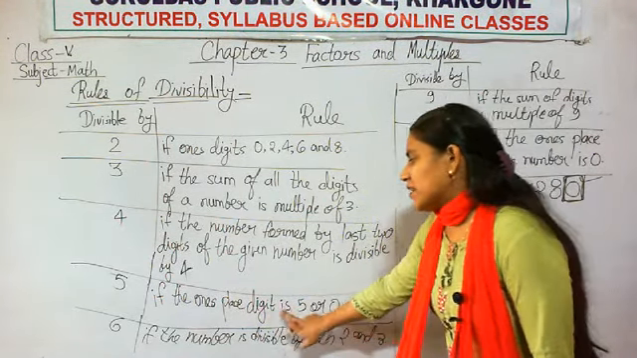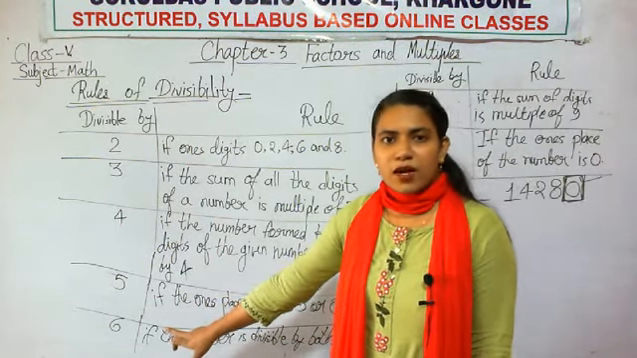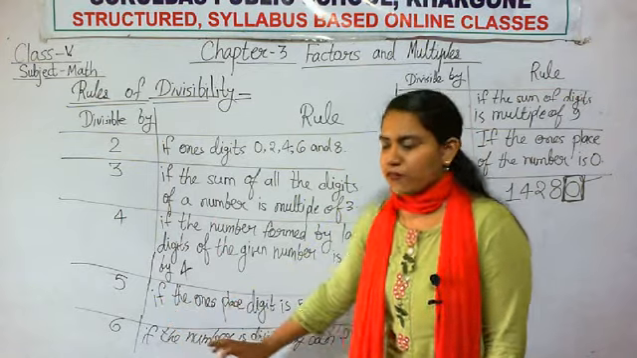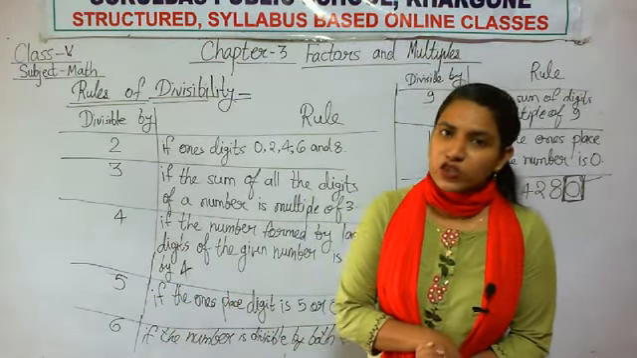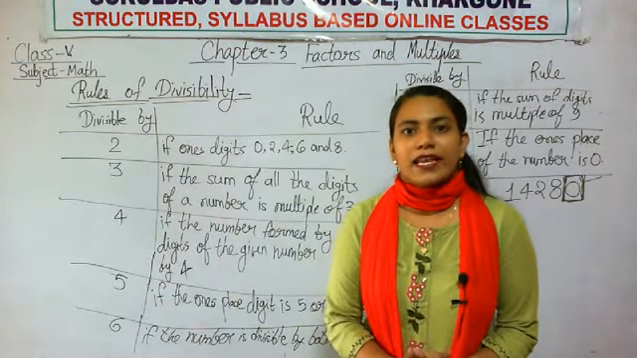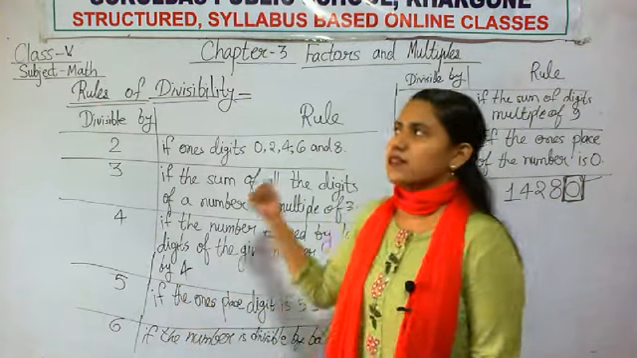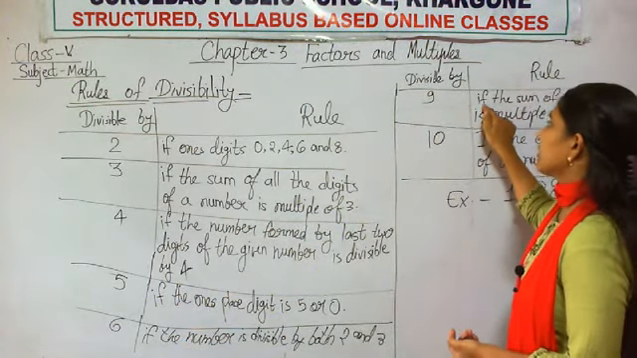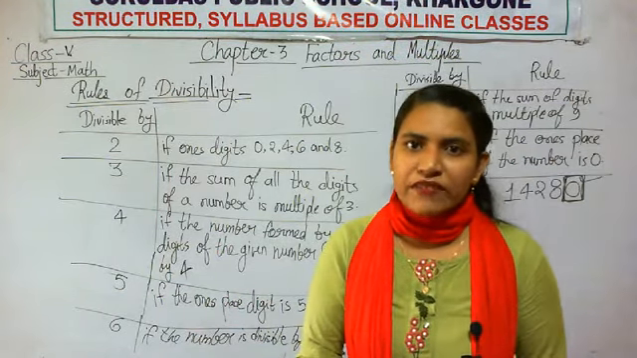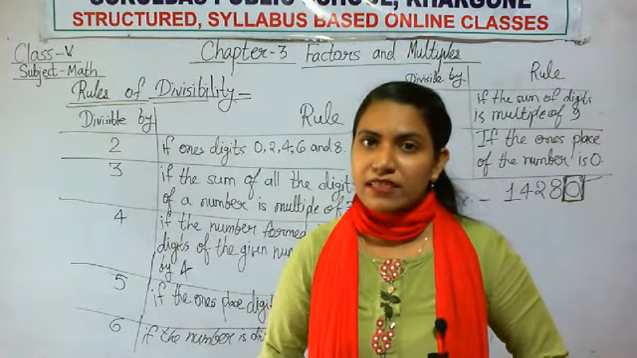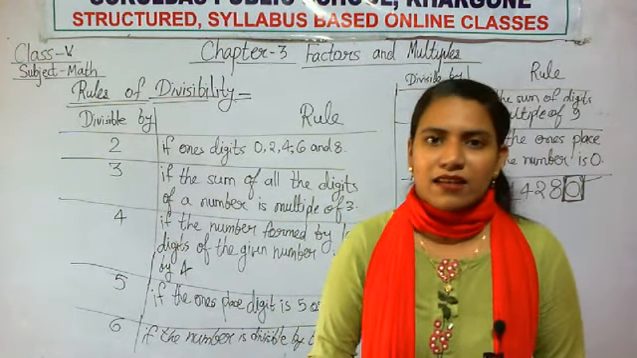If the ones place of the number is 5 or 0, then you can say that the number is divisible by 5. If any number is divisible by both 2 and 3, then you can conclude that the given number is divisible by 6. Next, if the sum of all the digits of the given number is a multiple of 9, then you can conclude that the given number is divisible by 9.